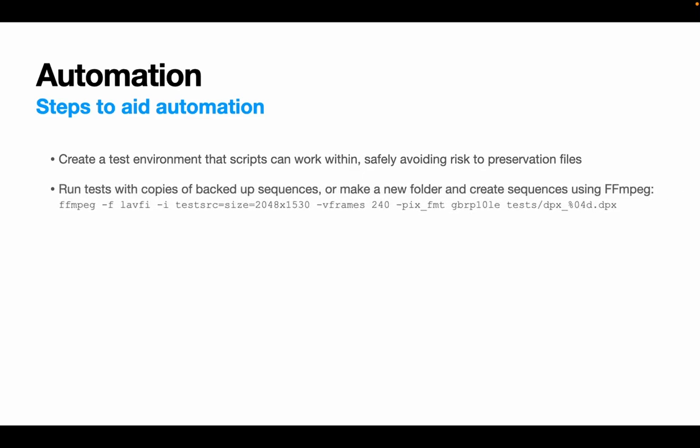In here, you can work on backed up copies of DPX sequences, or you can generate your own sequences using FFmpeg's generative lavfi filter. The command shown here will generate a quick 2K RGB sequence using test source bars. It will make 240 images named sequentially dpx_0000.dpx through to 239.dpx.